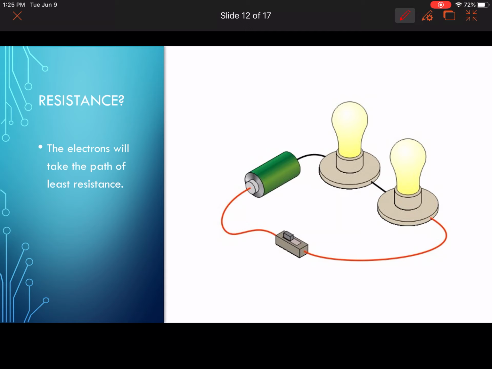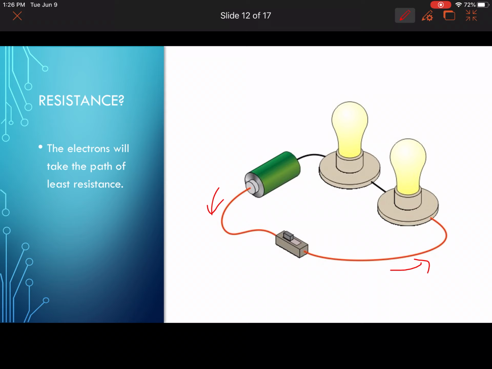So the electrons are going to take the easy way out, and that is always going to be true. So if we look here, say the electrons are coming out of my cell, through the switch, and coming around here. As it's drawn, this is a series circuit, so I've got two resistors, or two lights, in series. So the electrons would have to go past both.